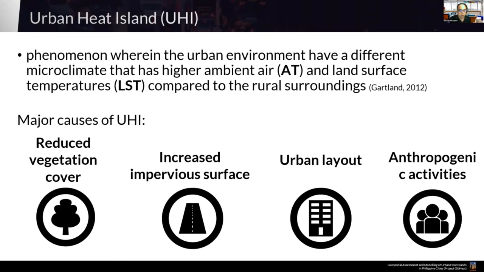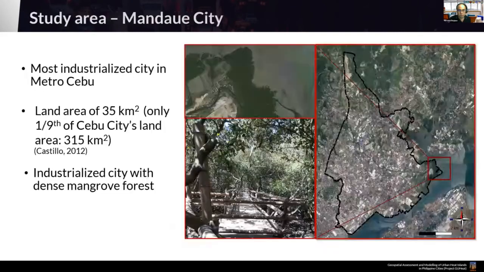Here are the causes of UHI. Reduced vegetation cover, increased impervious surface materials like concrete and asphalt, change in urban layout, anthropogenic sources like vehicle and industrial exhaust. Our study site is Mandaue City.